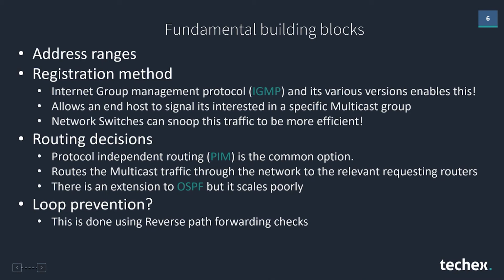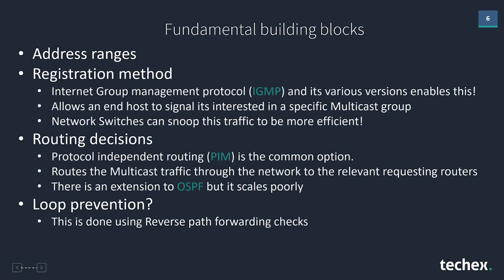Its main job is to route multicast traffic throughout a network to relevant requesting routers. And there's different types of PIM. There's sparse and there's dense. We'll get onto that in another talk later. But PIM is there to support multicast forwarding over a layer 3 network, basically. There is, in theory, extensions to OSPF to support multicast traffic, but it doesn't really scale properly and it's never really taken off that well.